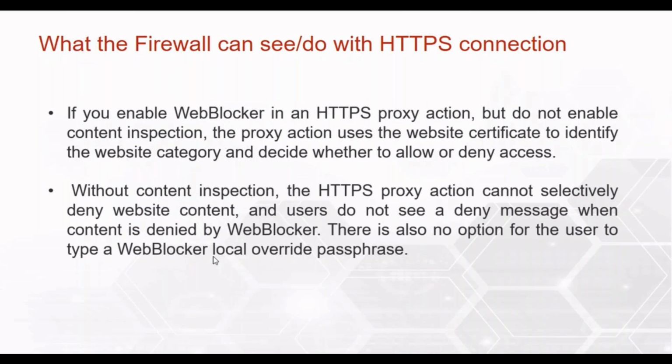Now, without the content inspection, the HTTPS proxy action cannot selectively deny the website content, and the users do not see a deny message when the content is denied by WebBlocker. There is also no option for the user to type a WebBlocker local override passphrase. So for all these reasons, we would recommend that you enable the HTTPS proxy action plus inspect so that you will have the content inspection running.